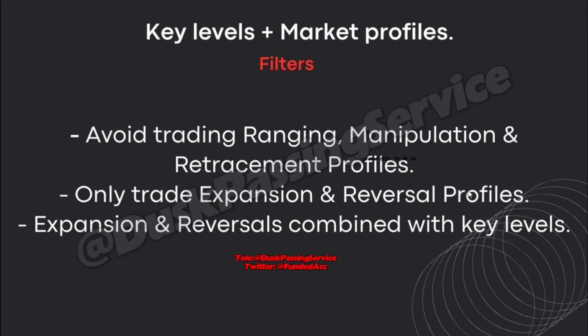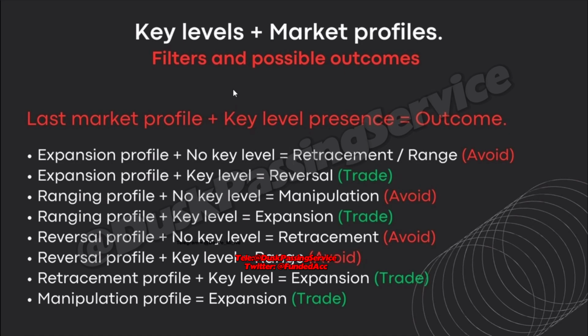So for example, if a manipulation profile ends, then you can trade the next profile, because you know that the only possible outcome after a manipulation profile is an expansion, and you can trade that expansion, right? Similarly, if an expansion profile ends inside a key level, then you can trade the next profile too, because you know that after an expansion profile ends inside a key level, you can expect a reversal profile there, and you can take a reversal trade there. That's how you're going to be anticipating market profiles and trading them.